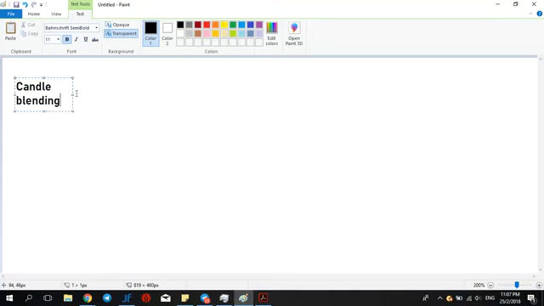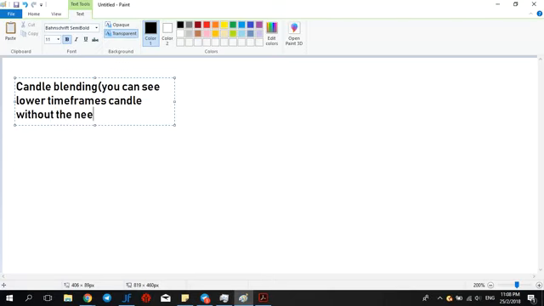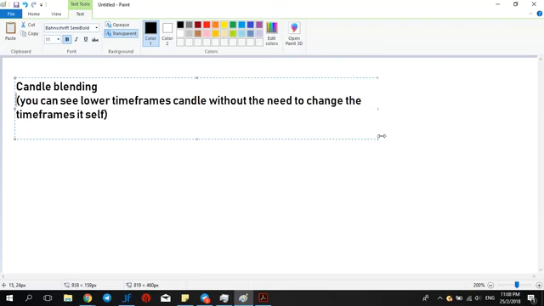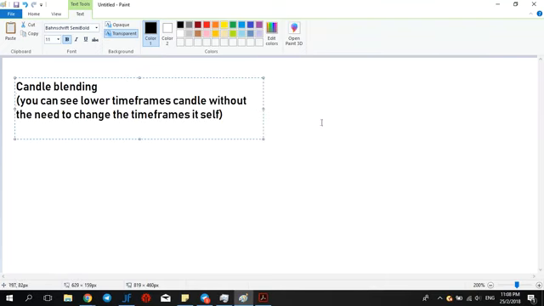So this is kind of blending, which also means you can see a lower time frame candle without the need to change the time frame itself. This is the definition of candle blending, or the use of candle blending, right? Okay, I think this is good.